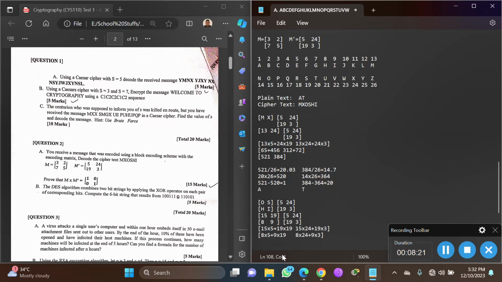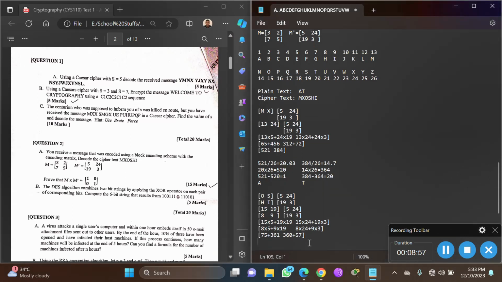Now we start calculating. So 15 times 5 gives 75. Then we say plus, we have 19 times 19, so we get 361. Then leave a space. So we have 15 times 24, which is 360. Then plus, we have 19 times 3, which is 57.